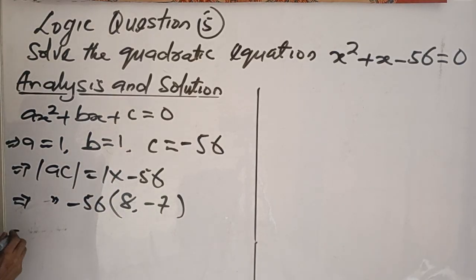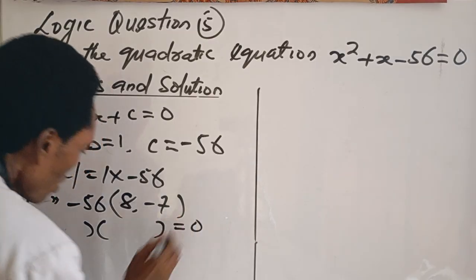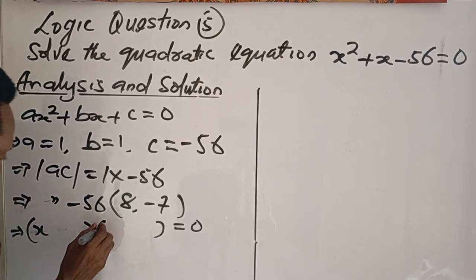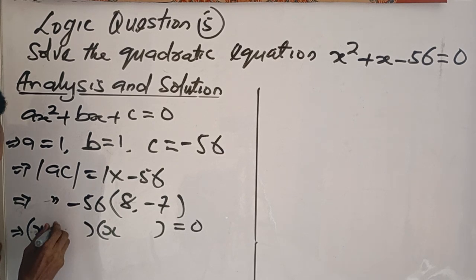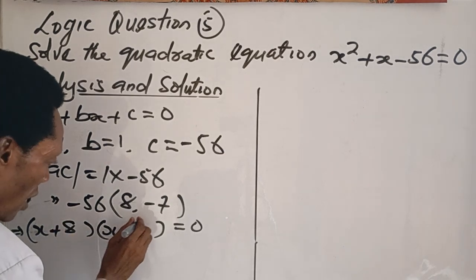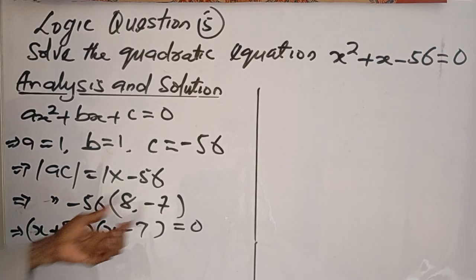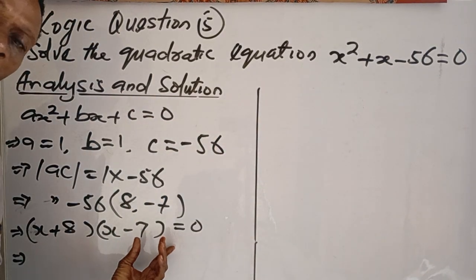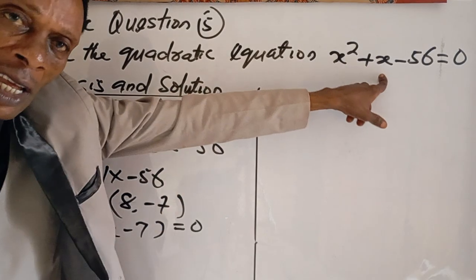So you come down, which implies, from the question, just put x here, put x here. x times x will give you x squared. Then here is a positive 8, and this is a negative 7, equals 0. You have now reduced this equation to a product of two linear factors, and this is also called factorization. So you have factorized this equation.